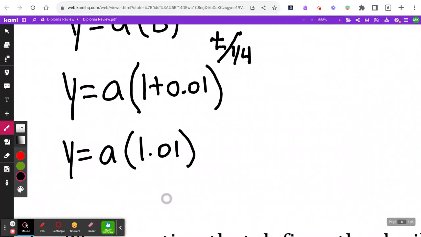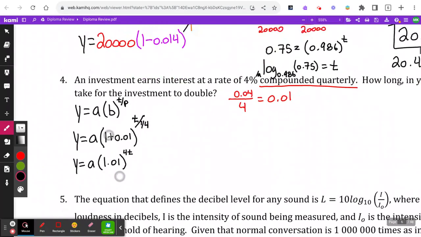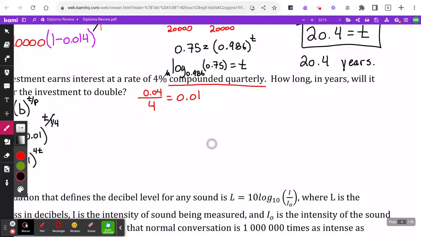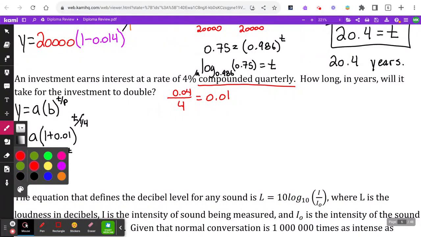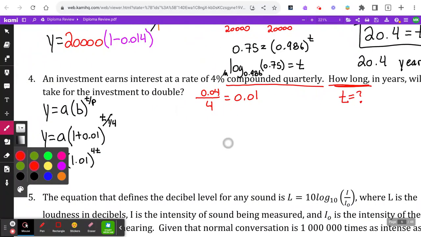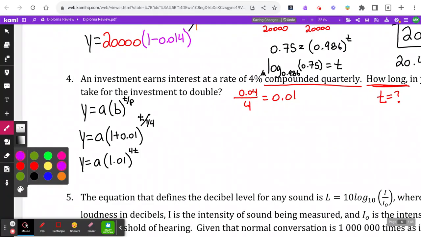T divided by 1 divided by 4 is 4t. If you're dividing by a fraction, right, kiss and flip, it goes to the top. That's why it's 4t. Cool. Solving this. It asks you, how long? That means I'm looking for t. Will it take for the investment to double?